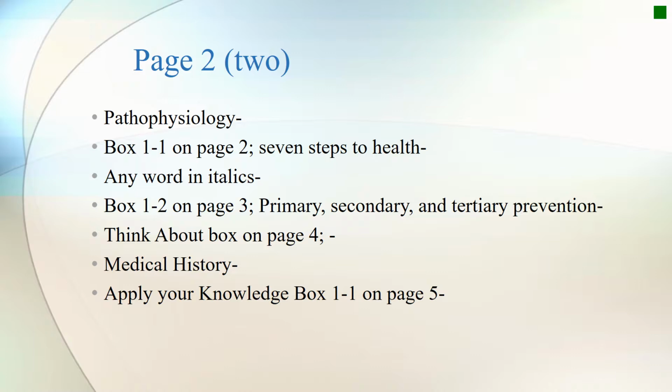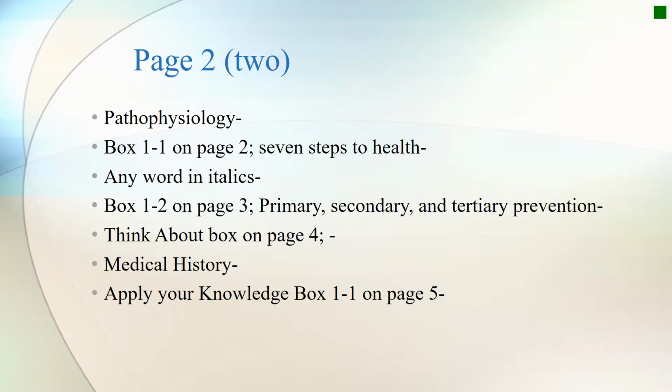On page 5, you have the Apply Your Knowledge box, 1-1. It says, using the heart and lungs, show how you can apply your prior knowledge of anatomy and physiology to your study of pathophysiology. What happens if we change a normal structure and predict the loss of function? Let's look at normal lungs. We know how the alveoli work. What if someone has chronic pulmonary issues such as asthma?